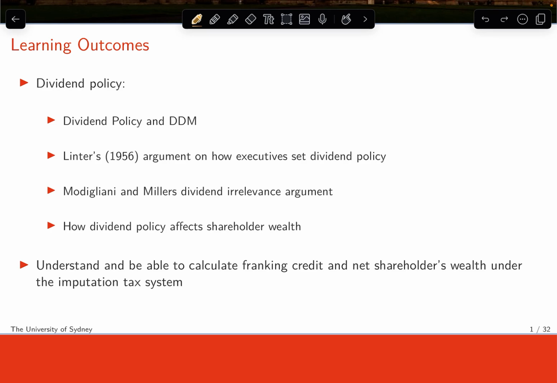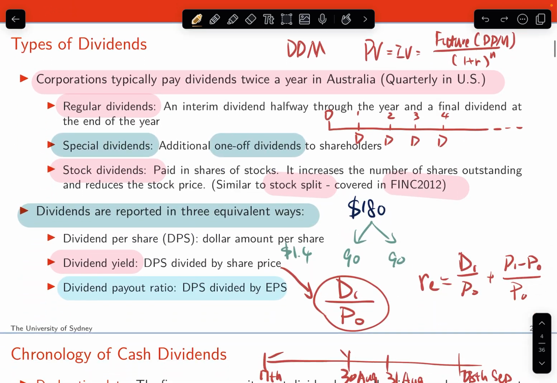Then we have Modigliani and Miller's dividend irrelevance argument. Modigliani and Miller, so I'm just going to say M&M going forward, it's a mouthful. It's just the idea that if three conditions are met, then dividends are actually irrelevant to shareholder wealth. However, as we know, we do not live in a perfect environment, so the three conditions are not actually met. Then we talk about how dividend policy affects shareholder wealth, really related to these two concepts here. And last, we're going to talk about the imputation tax system and franking credits.